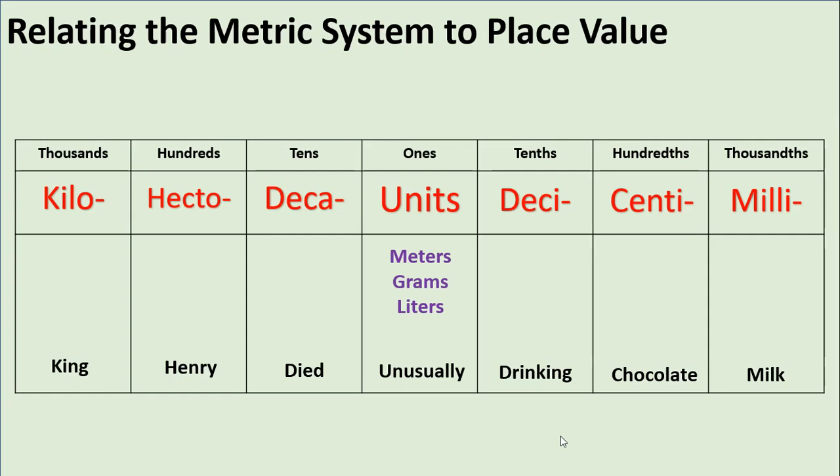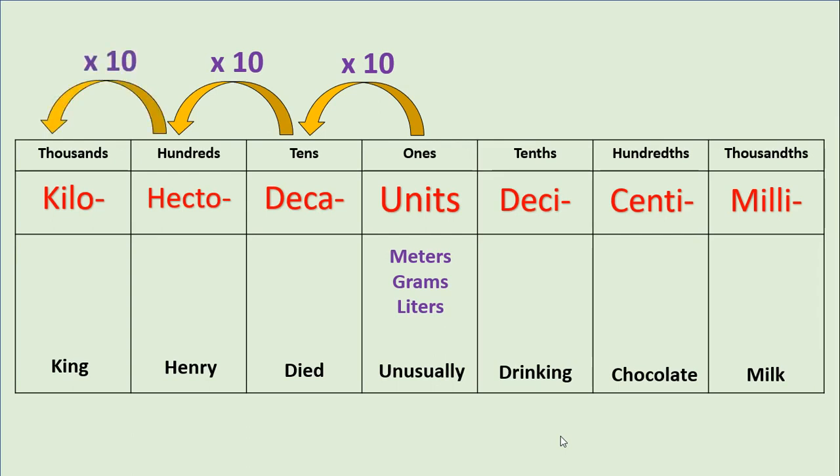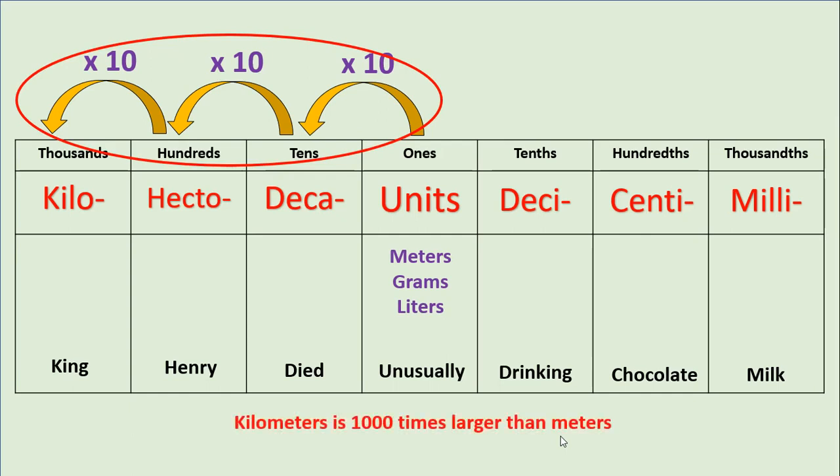When going to the left, just like the place value system, the digit or the unit to the left is 10 times greater. So the tens place is 10 times bigger than the ones place, and deca is 10 times bigger than units. Hecto is 10 times bigger than deca, and kilo is 10 times bigger than hecto. So if we were comparing kilometers to meters, we can see we've moved over three places. That's 10 times 10 times 10, which equals 1,000. So kilometers is 1,000 times larger than meters.